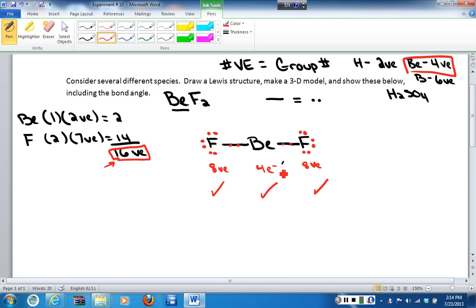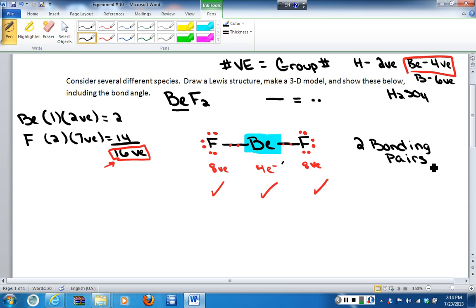Now, we then have to use this to generate a 3D model. And when we have a 3D model, when we're asked to draw one, the thing that we need to pay attention to is the central atom. We have to look at the central atom and say, how many regions of electron density are around this central atom? So that could be lone pairs, that could be bonding electrons. Now in this particular case, we see that around beryllium, it has 2 bonding pairs, or 4 electrons.